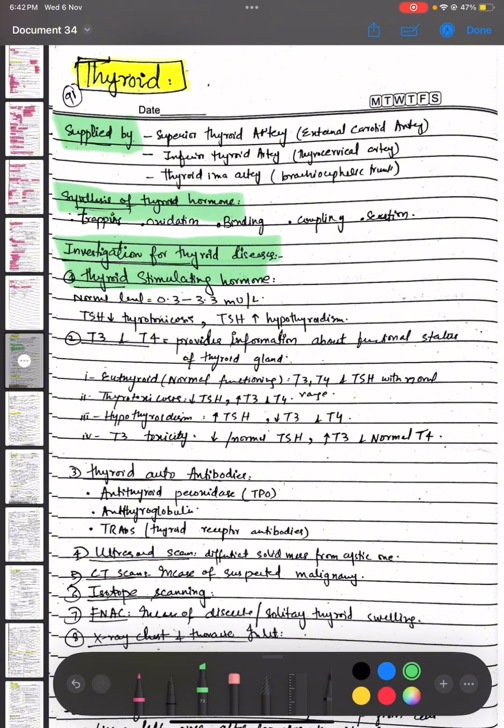T3 and T4 levels are checked for the investigations of thyroid diseases, which provides information about functional status of thyroid gland. Euthyroid means normal functioning. In the normal functioning, there will be T3, T4, and TSH normal.